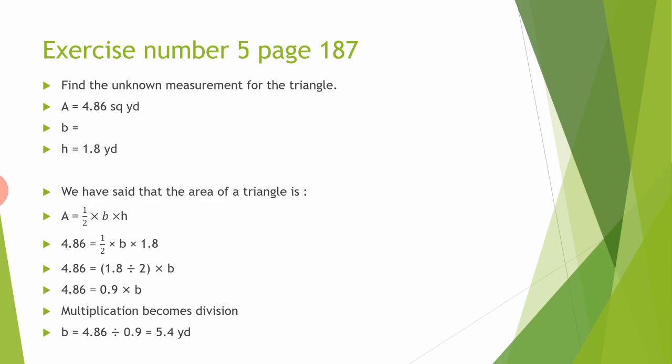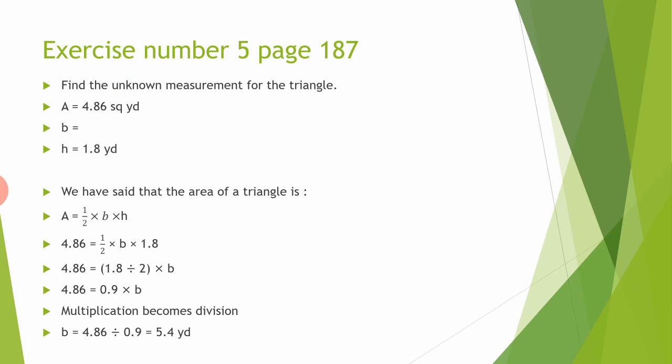Exercise number 5, page 187. Here we have the area and the height. We want to know the base. We say that the area is a half times base times height. So we put in the place of the area 4.86. In the place of the height we put 1.8. So it's 4.86 equal to a half times base times 1.8.